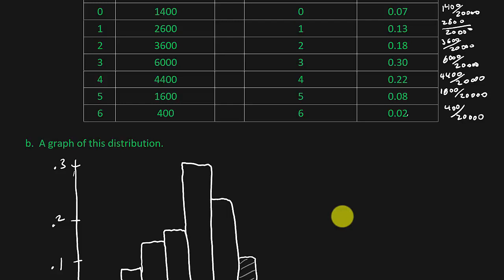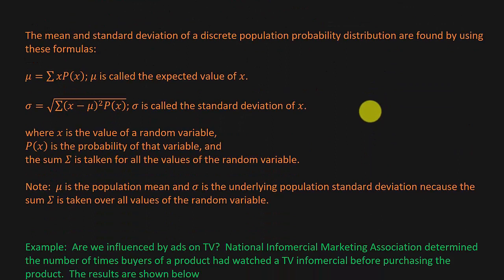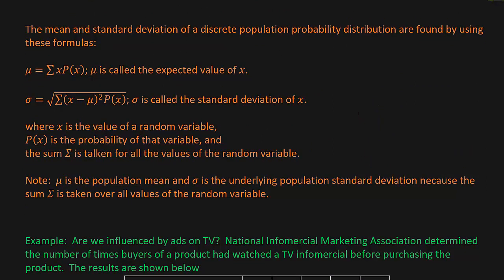All right, so it says the mean and standard deviation of a discrete population probability distribution are found by using these formulas. So how do we find the mean and standard deviation if we have a probability distribution? Well, the mean, now this little symbol here, this sigma, means to sum x times p of x. So mu is equal to the sum of x times p of x. Mu is called the expected value of x. And sigma, the standard deviation, is the square root of the sum of x minus mu squared times p of x. And sigma is called the standard deviation of x.